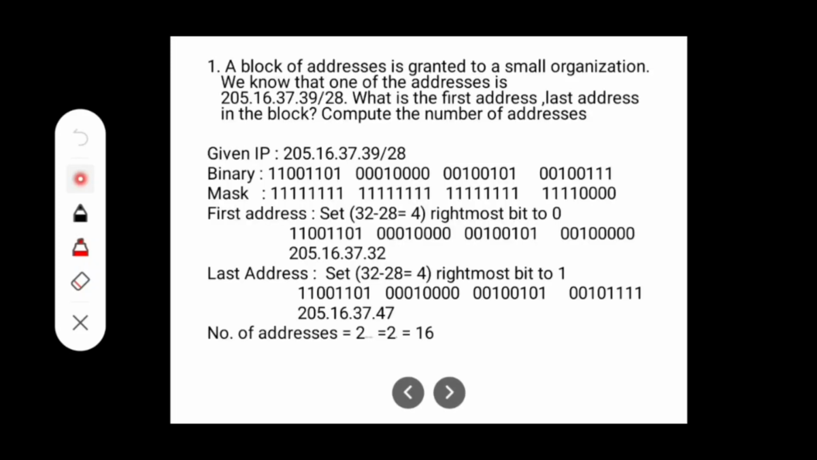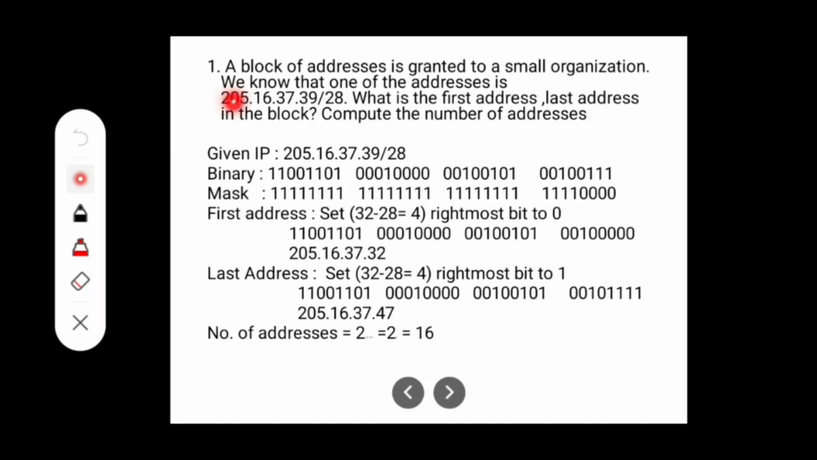Now let us see the question. A block of addresses is granted to a small organization. We know that one of the addresses is 205.16.37.39/28. What are the first address and the last address in the block? Compute the number of addresses also. We have already discussed this problem, but I am going to revise it once more.